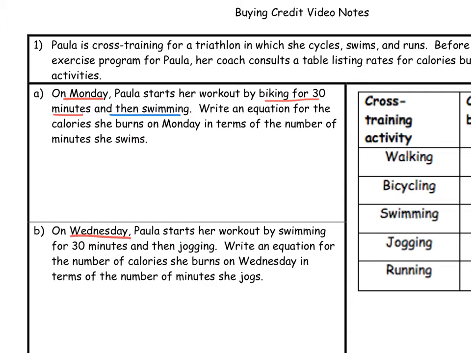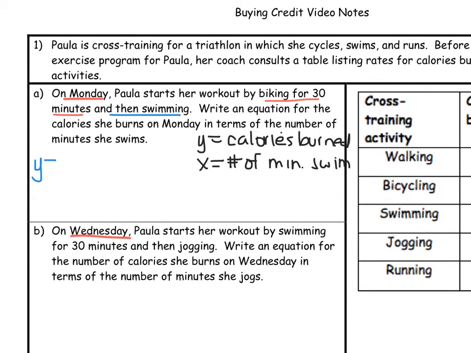So for all of the equations, we're going to let y equal the calories burned, and for Monday, we're going to let x equal the number of minutes swimming, because we don't know how many minutes she's swimming, but we do know how many minutes she's biking. So when we're writing our equation, the calories she burned on Monday is how much she swims plus how much she bikes.